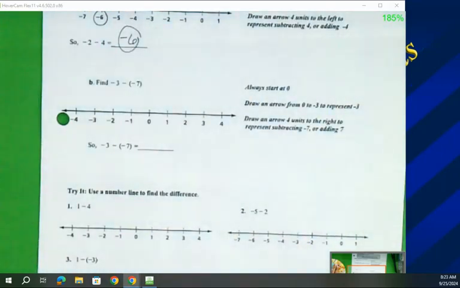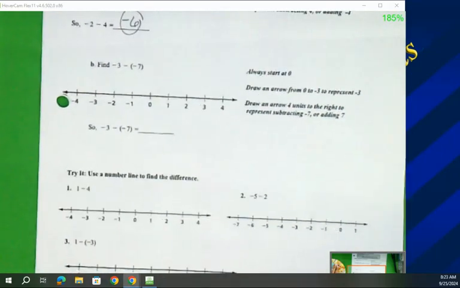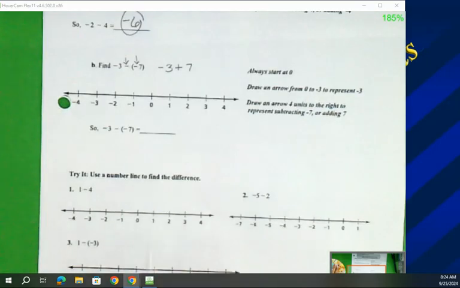All right, let's take a look at part B here. We have find -3 minus a -7. We're going to rewrite that as -3 plus 7. Again, adding the opposite. Keep, change, opposite.